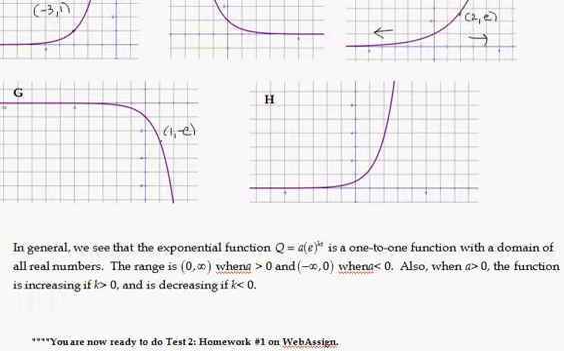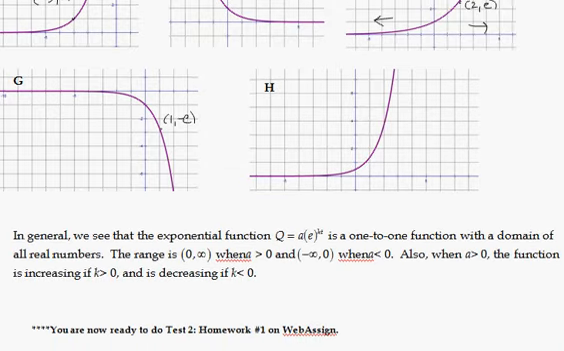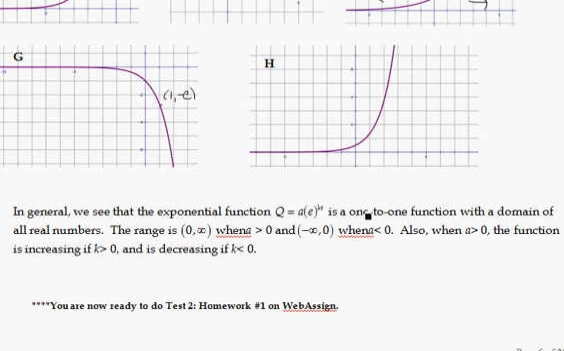So in general, we're just going to be doing our matching here. We see that exponential functions are one-to-one. They have a domain, just like with other exponentials, of all real numbers, and the range is also positive values. But as usual, if we do transformations, it does affect the range. So we have to keep that in mind.